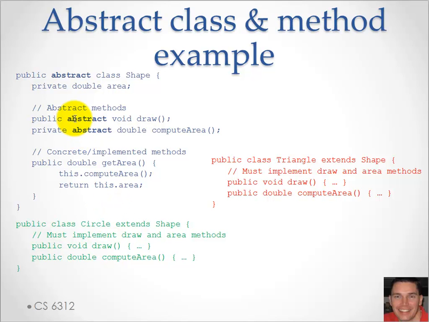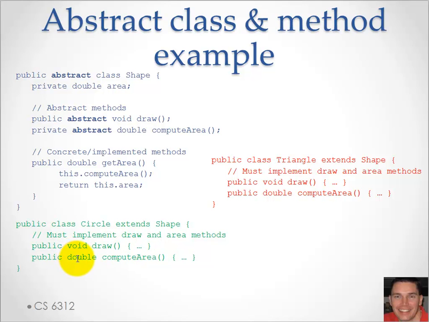However, because I have an abstract method draw and an abstract method computeArea, I must actually implement these down in the Circle class. So I've got public void draw, I've added my method body, and here's where I would actually put my code in.